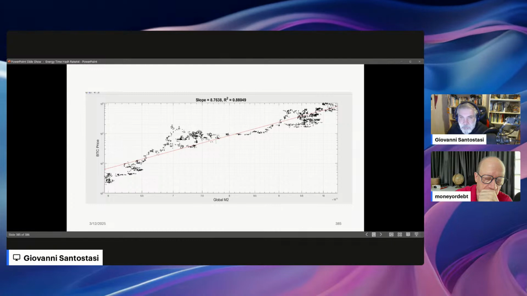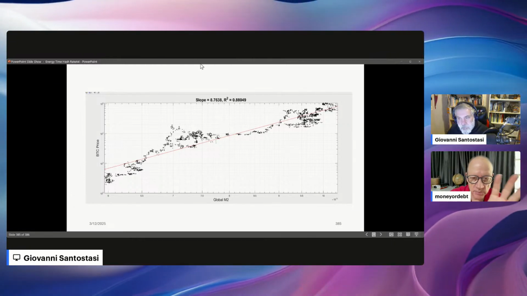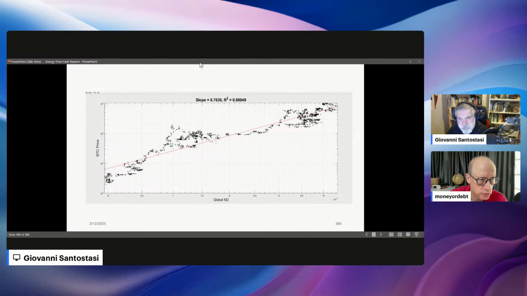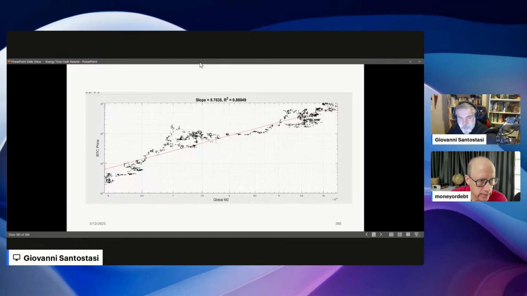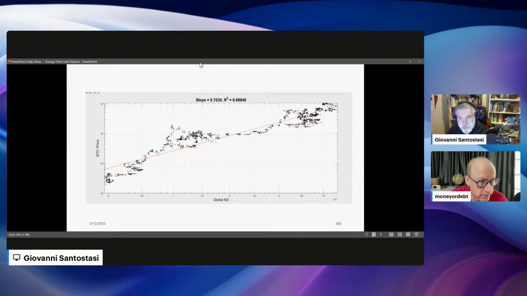Okay, well, how about this? How about if we take out the Bitcoin bubbles and just use the lower half? We could do that too, of the residuals, and see how the core Bitcoin behaves.